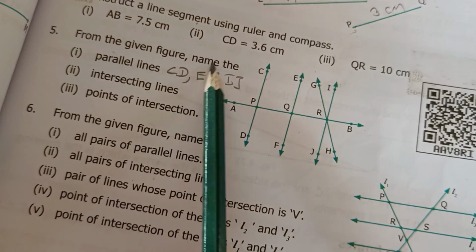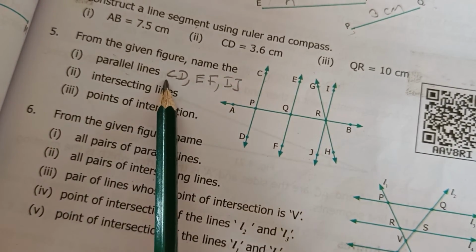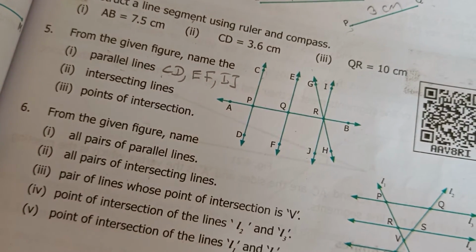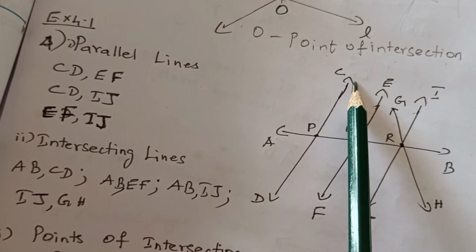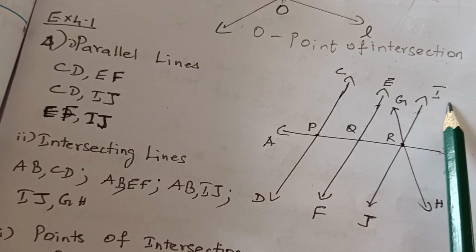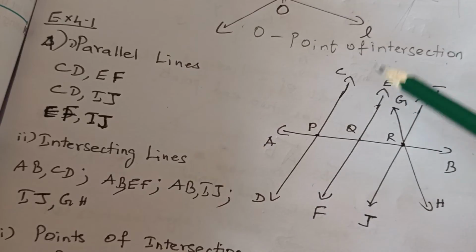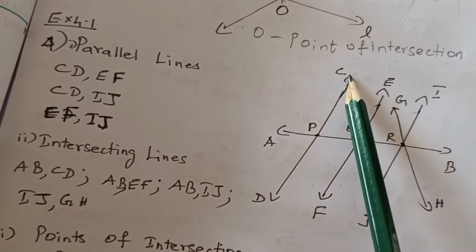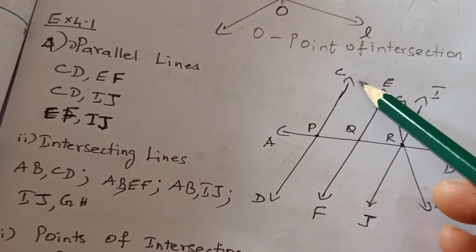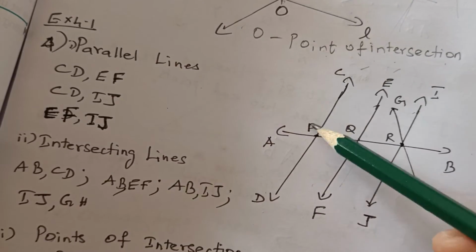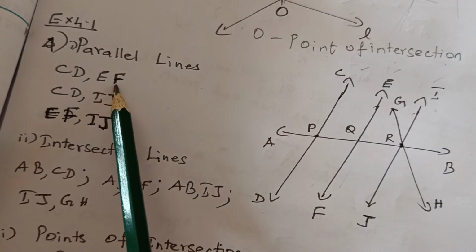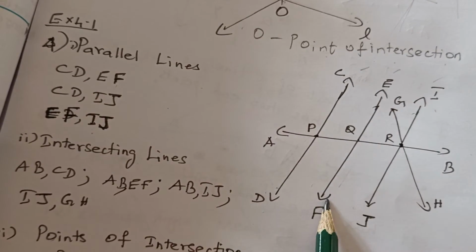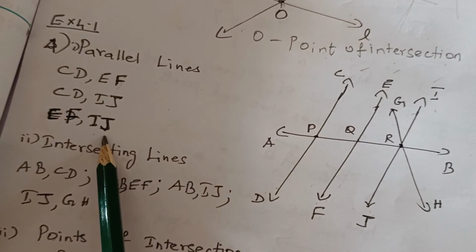From the figure, name the parallel lines. Which are parallel? The lines which do not meet. This is the given figure. Which are the parallel lines here? CD, EF and IJ are parallel because however long you extend them, they will never meet. So CD and EF are parallel, CD and IJ are parallel, and EF and IJ are parallel. So we get 3 pairs of parallel lines: CD and EF, CD and IJ, EF and IJ. Okay, we have all 3 sets of parallel lines.